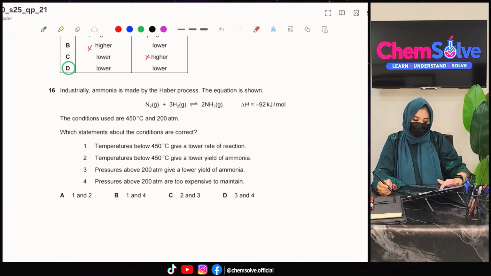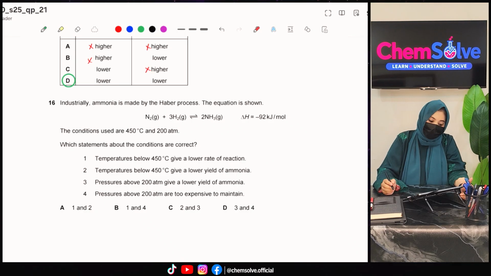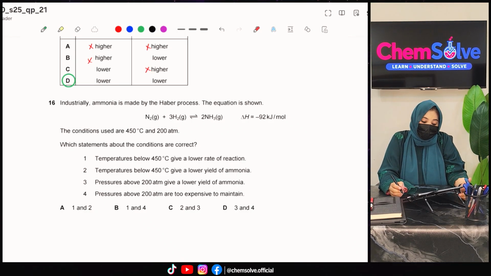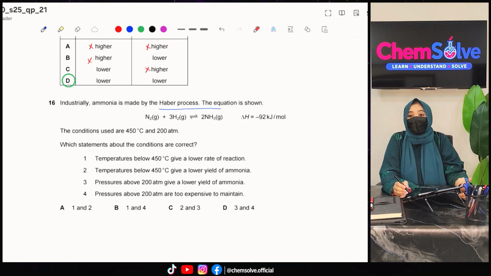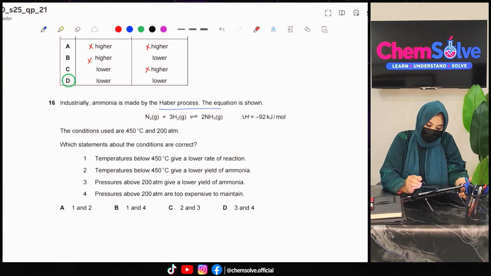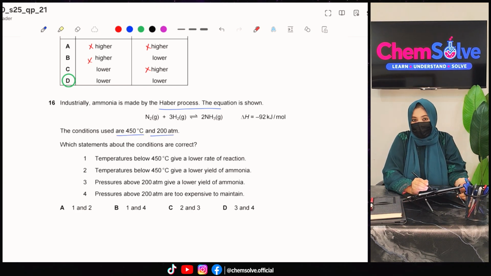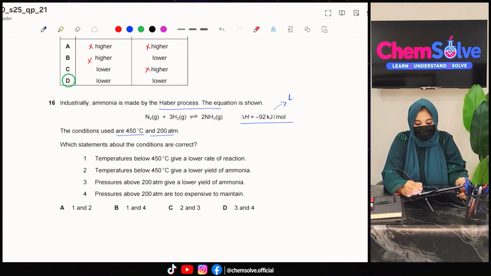Okay, so let's move towards question number 16. Industrially, ammonia is made by the Haber process. The equation is shown. The conditions are 450 degrees Celsius temperature and 200 atm pressure. And this sign represents that this reaction is an exothermic reaction.